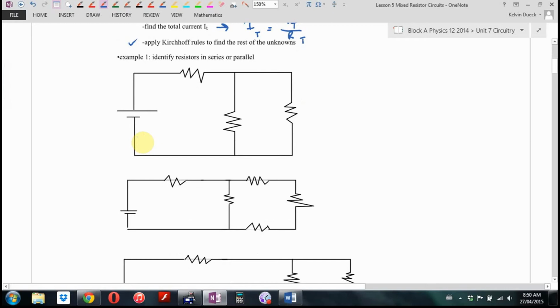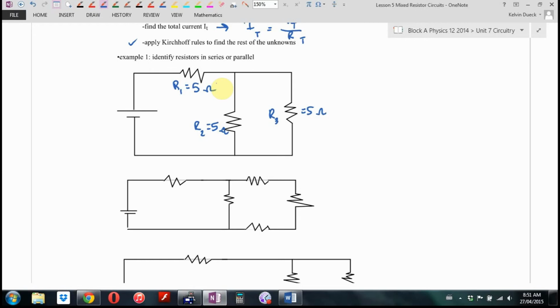So example 1 says, identify resistors in series or parallel. I'm going to call this R1, R2, and R3. And I'm going to let each of these be five ohms. Which ones are in parallel? 2 and 3. R2 and R3.